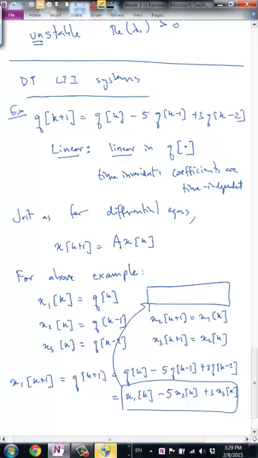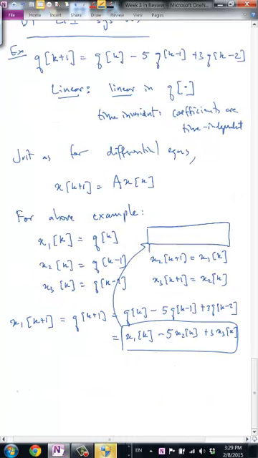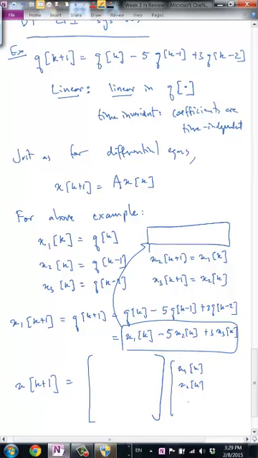That's what goes in this box. And therefore, I now have the expression x of k plus 1 is equal to the 3 by 3 matrix times... let me be more clear here. This is x1 of k plus 1, x2 of k plus 1, and x3 of k plus 1.